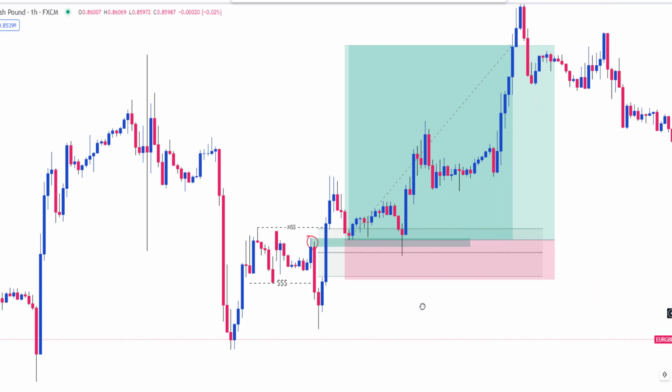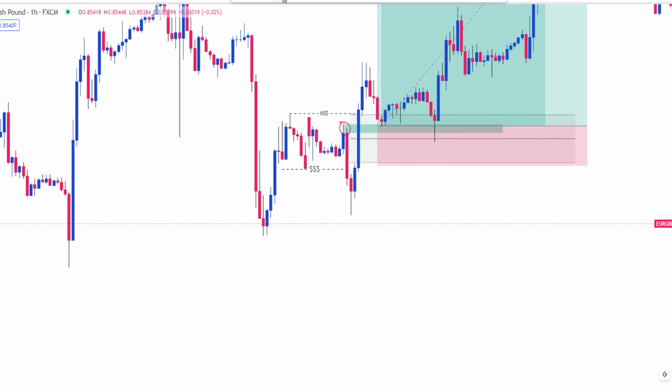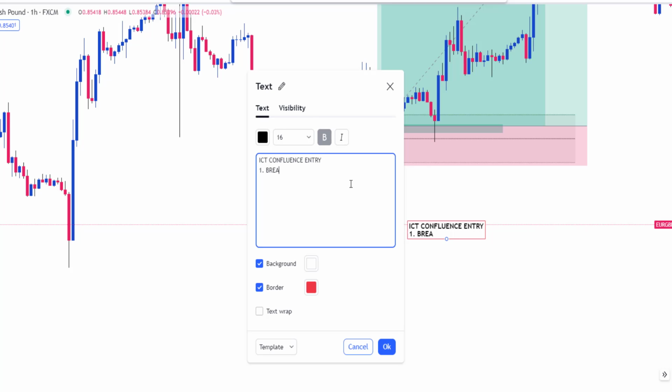So this is the first one, the confluence between a breaker block and a mitigation block. Guys, don't forget that. A breaker block and a mitigation block. Confluence entry. ICT confluence entry. I hope I spelled confluence correctly. So ICT confluence entry, the first one I was showing you is a breaker block and a fair value gap, FVG. Let me just give it fair value gap. So that is the first one.